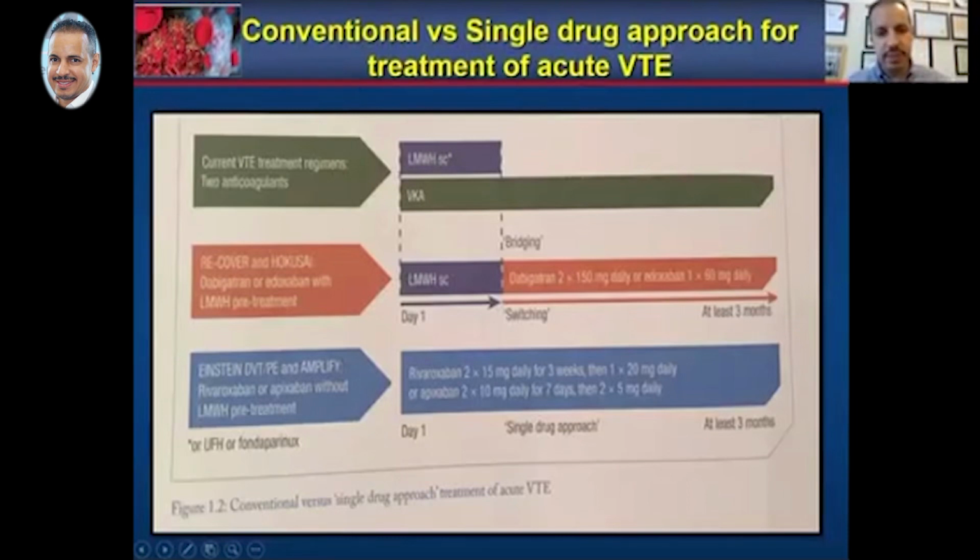approaches for VTE treatment. The classical approach is the overlapping approach between a rapidly acting anticoagulant like enoxaparin, unfractionated heparin, or fondaparinux with the vitamin K antagonist. So we overlap them for 5 days until we reach a therapeutic INR. Then we have the switching approach. This is very important. Switching, you use enoxaparin for 5 days, then you switch to dabigatran or edoxaban.